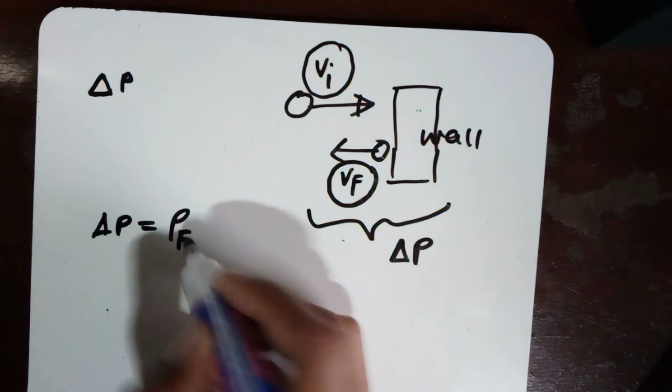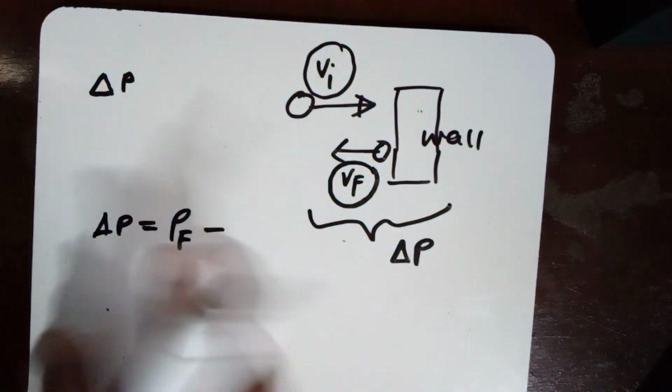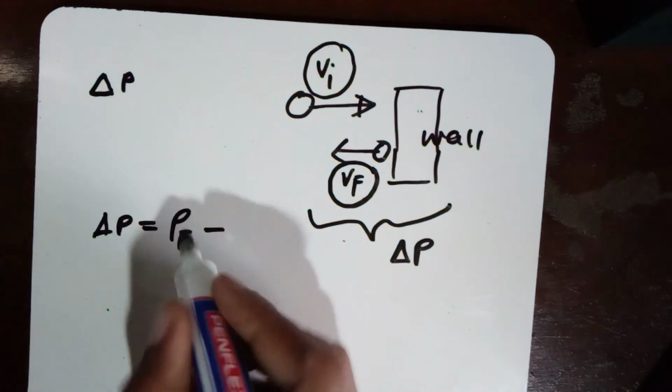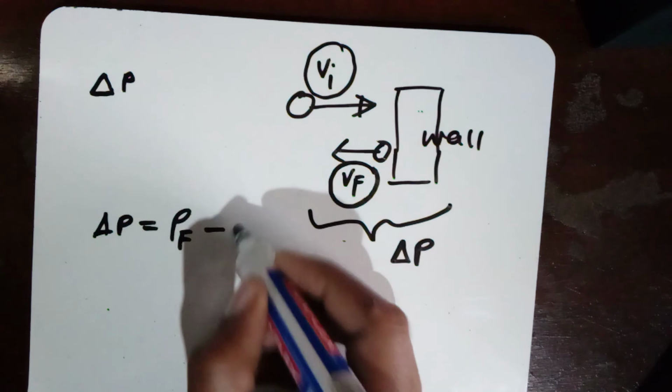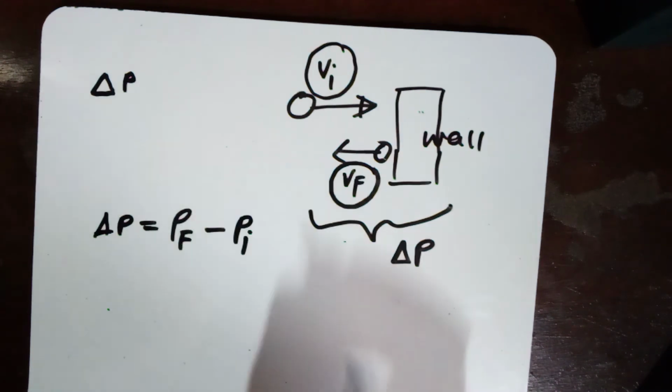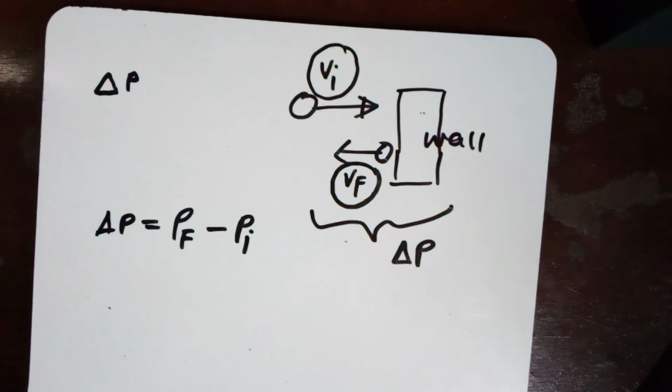We'll call that PF minus, because it's a change. So we are subtracting two things. We're subtracting the final momentum with the initial momentum. We're subtracting the initial momentum from the final momentum.